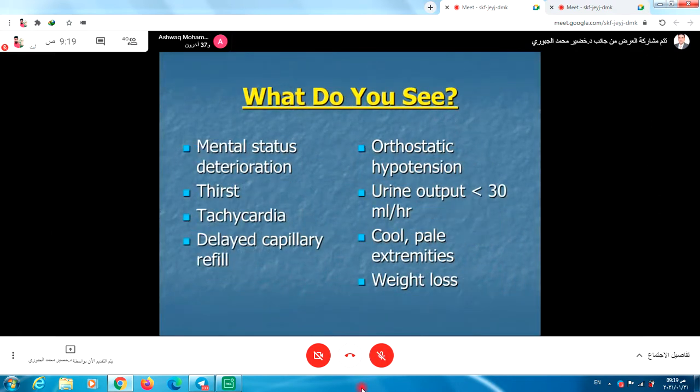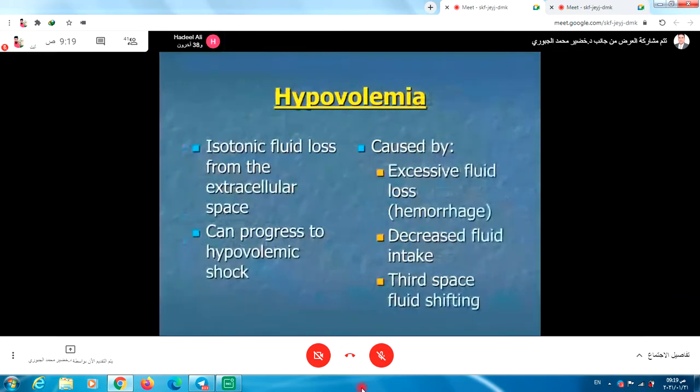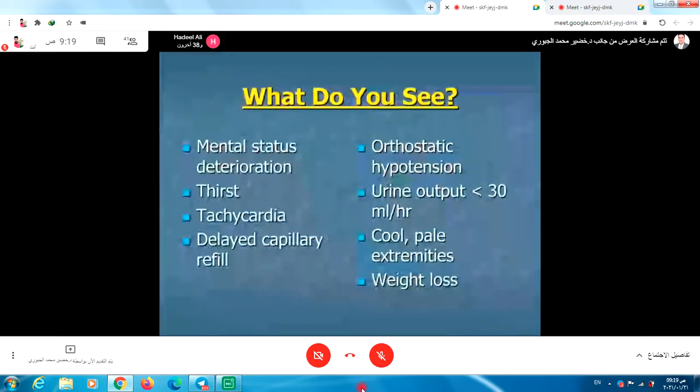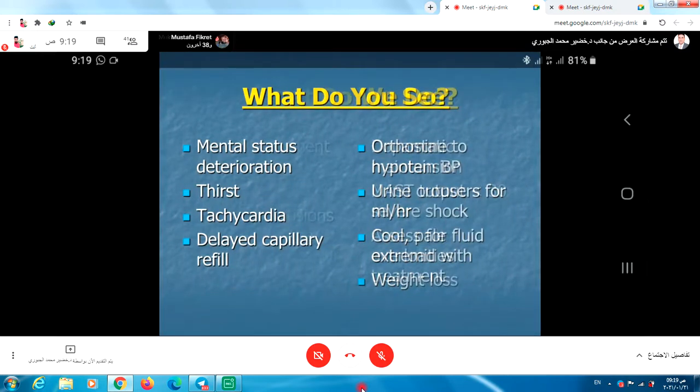What are the signs of hypovolemia? Mental state deterioration, meaning the mental capacity declines and you see the patient dizzy. Tachycardia, meaning increased heart rate. Decreased capillary refill.